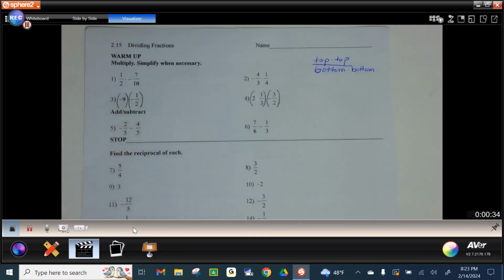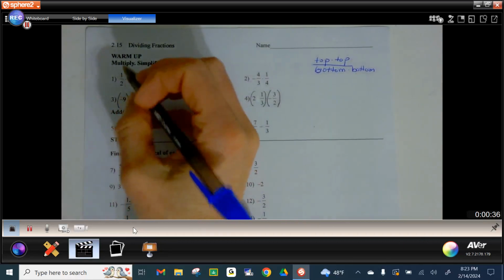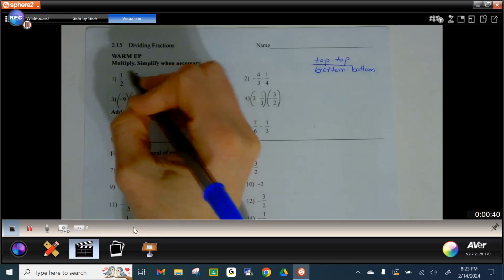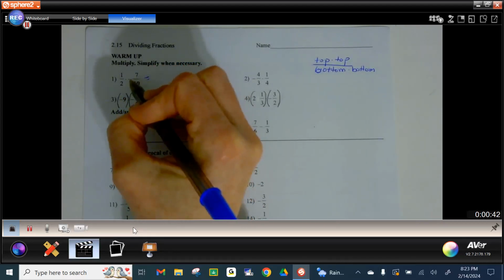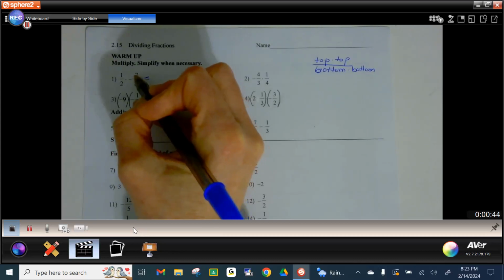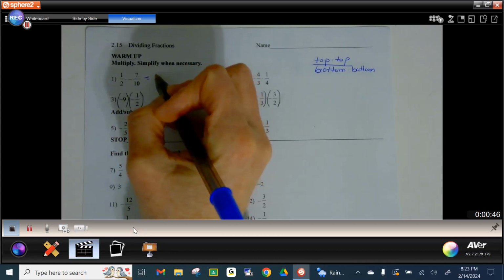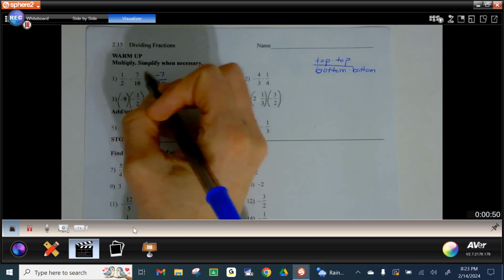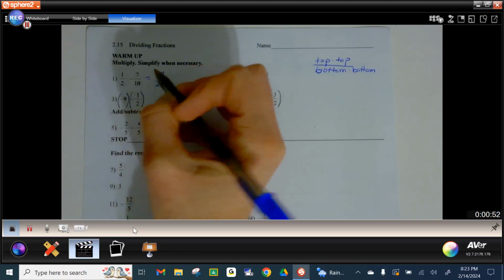Okay, so when you multiply fractions, you'd multiply the top times the top and the bottom times the bottom. So this is 1 times negative 7. We just like to put the negative up on the top there, so pretend it's up here. That's negative 7, and then 2 times 10 is 20. Okay, top times top, bottom times bottom, watching your sign.